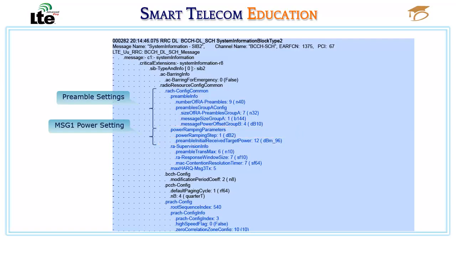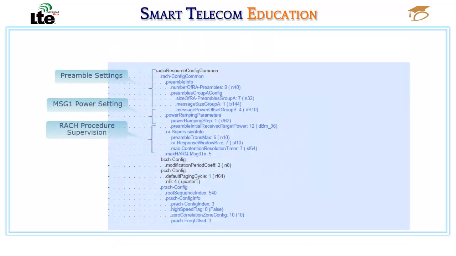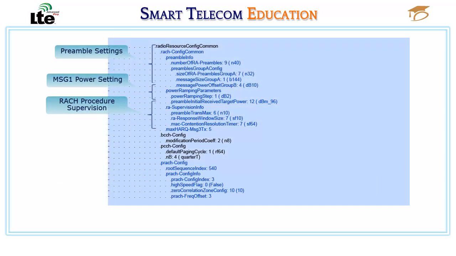Also System Information Block Type 2 contains the parameters to supervise the PRACH procedures: the maximum number of preamble transmissions, the random access response window size, the contention resolution timer, and the maximum acknowledge for message 3 retransmission. It also includes the physical PRACH configuration and preamble generation parameters: the root sequence index, PRACH config index, the high-speed flag indicator, zero correlation zone configuration, and PRACH frequency offset.